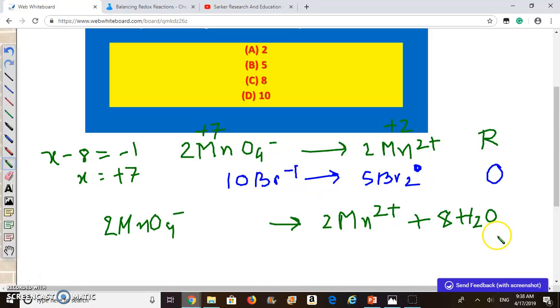Now we will have to balance the hydrogen by adding the protons on the opposite side. How many hydrogen we have? 8 times 2 is 16. So we are adding 16 protons here, right?